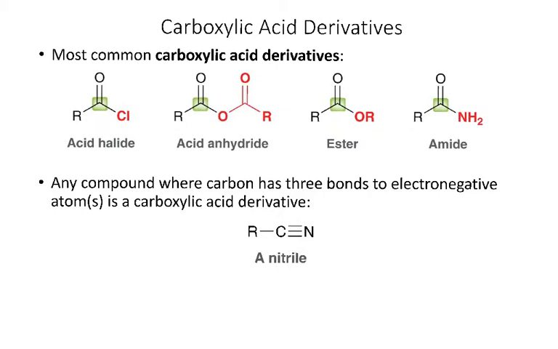Now, the strict definition of a carboxylic acid derivative is any compound where carbon has 3 bonds to electronegative atoms. And so the fifth type of carboxylic acid derivative that we'll talk about is a nitrile. Even though it doesn't have this carbonyl group, because I have a carbon with 3 bonds to an electronegative heteroatom, it's considered a carboxylic acid derivative. So nitriles are our fifth example.